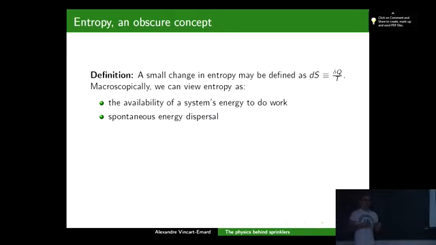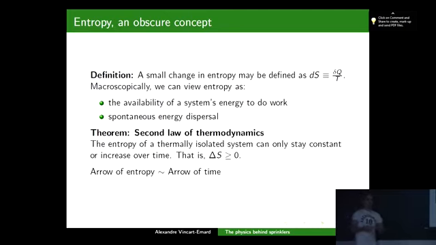energy doesn't want to be localized, it wants to be spread out. So it's just a macroscopic way of saying that when energy is spread out, there are more accessible states of the system, so entropy is higher, which will lead us to the microscopic case on the next slide.